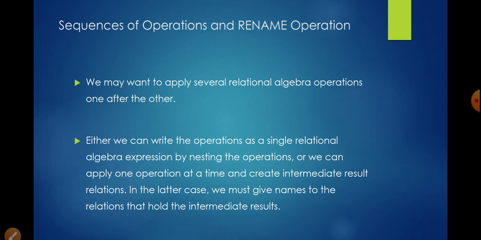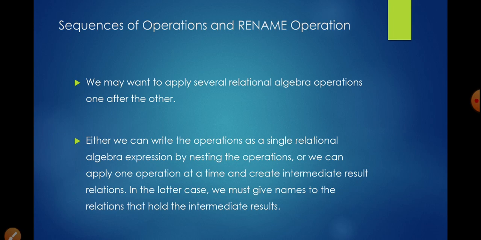Sequences of operations, what is the meaning of this? Whatever operations we perform one by one: first I will select this, then I may project some of the columns, then I may select some tuples. Like this we perform a sequence of operations. For example, we select some of the tuples out of one relation called employee, then we display those tuples.